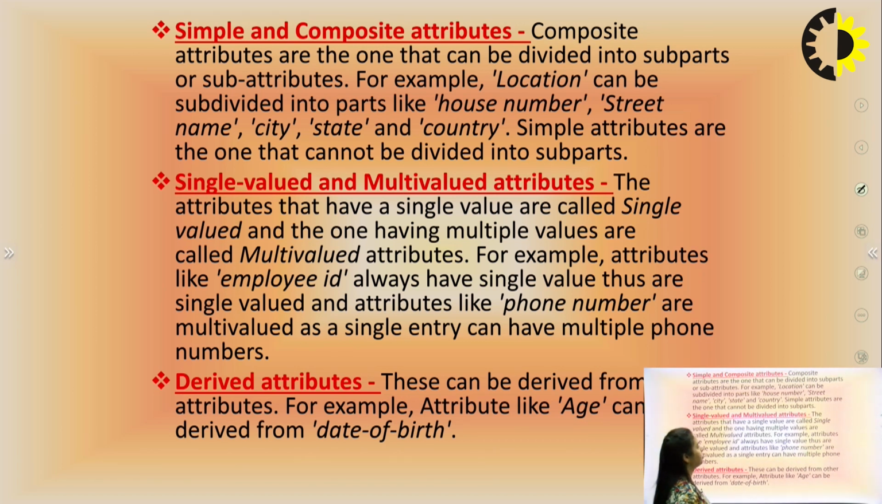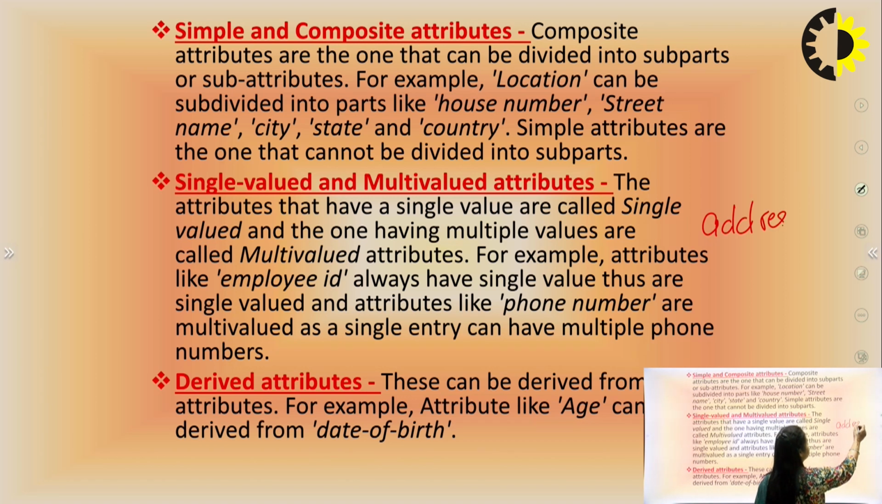Simple and composite attributes. What is the meaning of composite? Composite means a combination of two or more. Anything which is a combination of two or more is known as composite. So composite attributes are attributes having one or more attributes in themselves, a combination of one or more attributes. For example, let's take the address of a customer. The address of a customer is an attribute because it is a property of a customer.